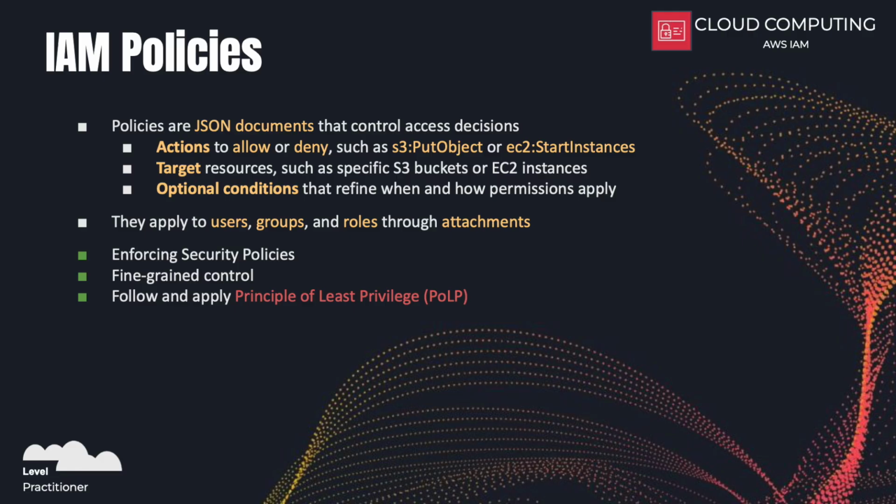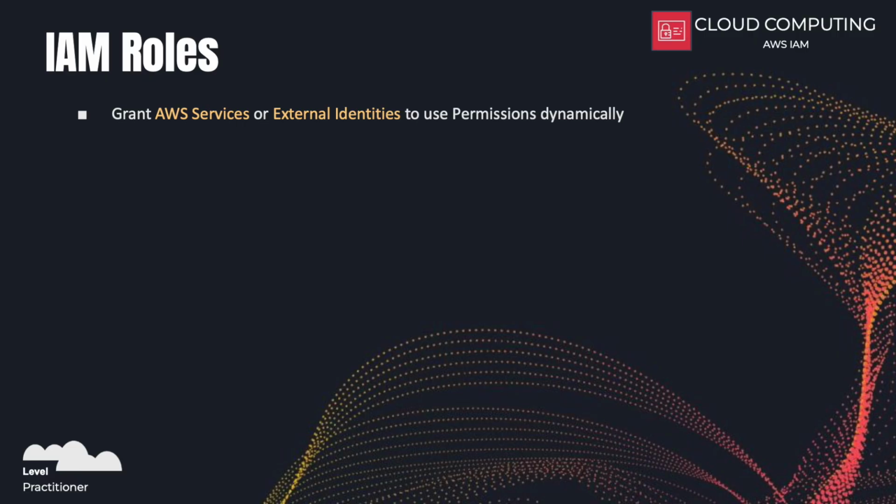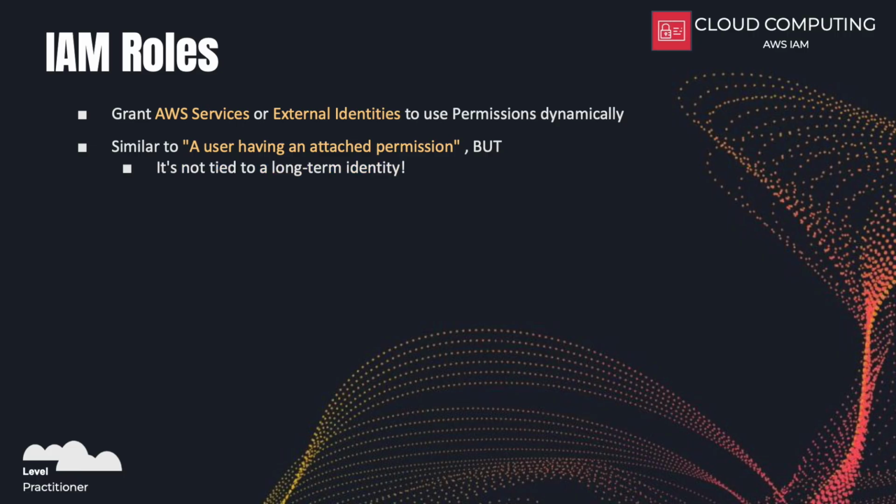To the targets. So far, we've been talking about permissions for specific users, but what if we want AWS services or even external identities to use permissions dynamically? That's where roles come in. An IAM role is similar to a user in that it has permissions through policies, but it's not tied to a single person. Instead, a role is something that other identities or services can assume.